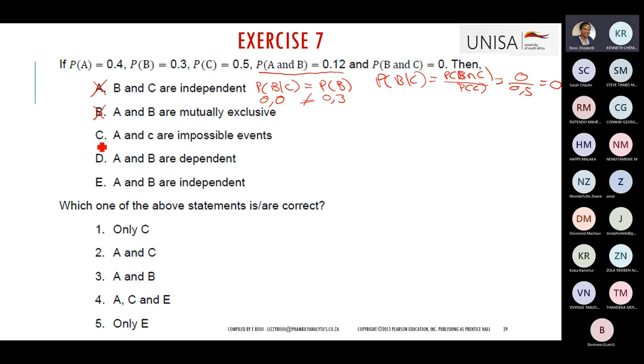I'm going to skip number D and do C, because C says A and C are impossible events. Are they impossible events? Is A and C impossible events? If A is an impossible event, then the probability of A would be equal to zero. If C is an impossible event, then the probability of it will be zero. Are they impossible events? No, they are not impossible events because the probability of A is 0.4 and the probability of C is 0.5. So therefore, A and C are not impossible events. They didn't give us that they are joined somewhere, but we know that they are not impossible events because they are not equal to zero. So therefore, they are possible events.